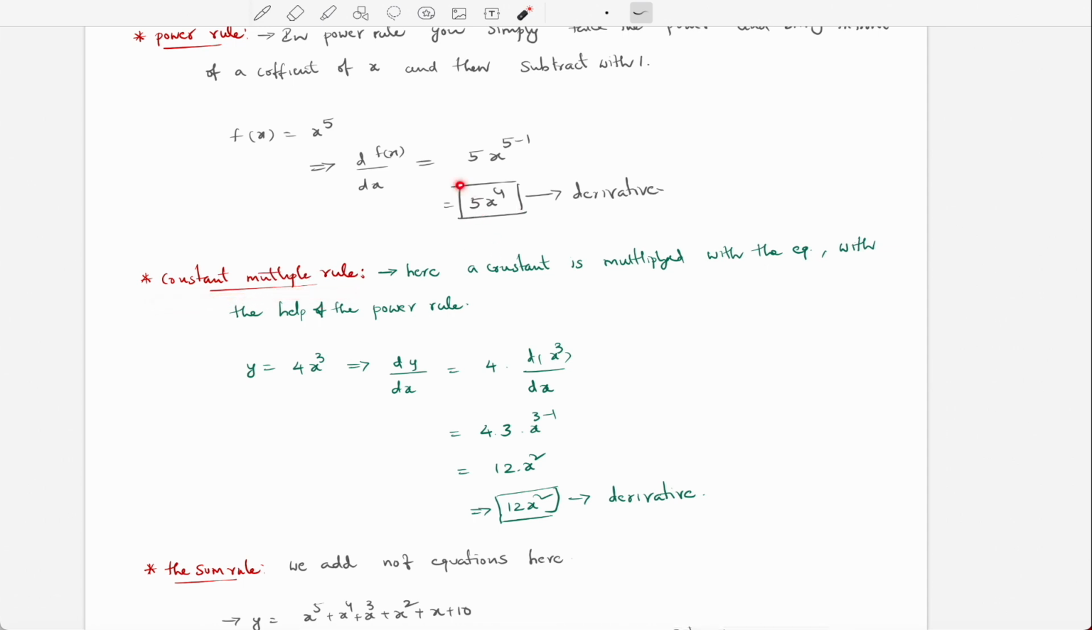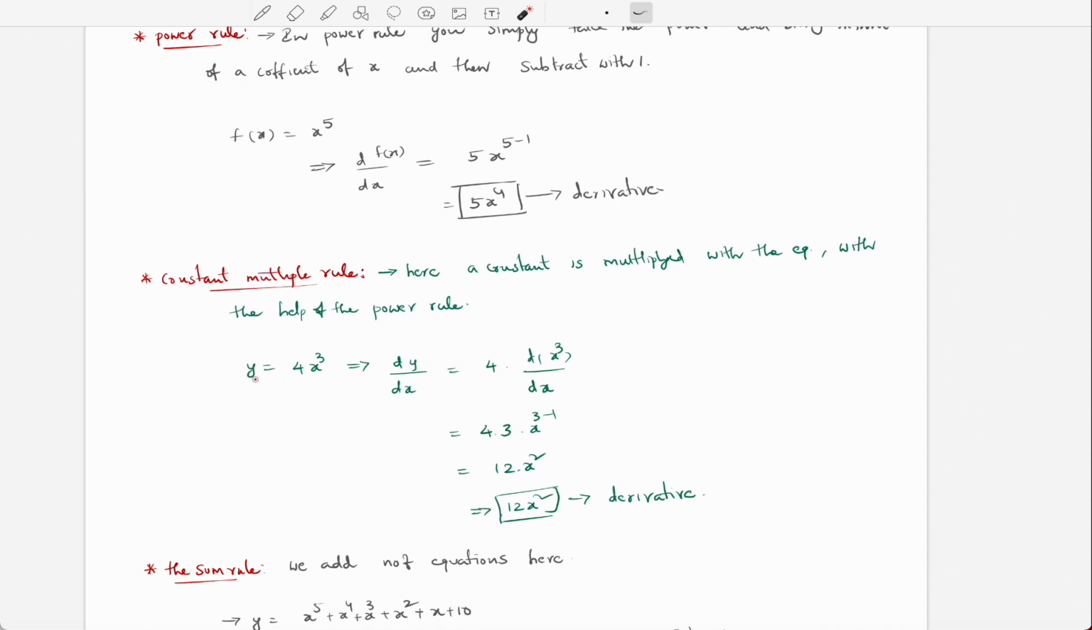So I just want to find this. We have a 4x cube, right? So how are we going to find it? Here a constant is multiplied with the equation, this constant, right? So this constant is multiplied with the power rule. We have seen the power rule here. We just simply multiply with the constant here. This is the constant multiple rule. I hope you're getting it. With the help of the power rule, you're going to get it.